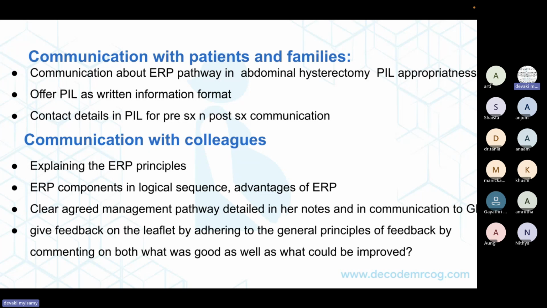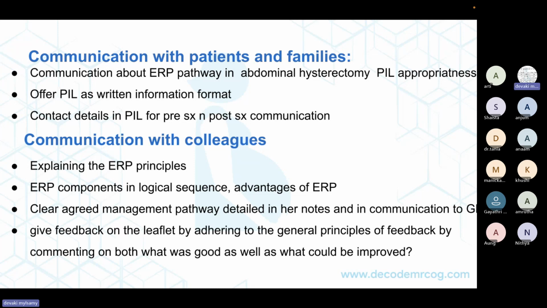Offer PIL as written information format, which we had offered. Contact details in PIL for pre-surgery and post-surgery communication. Okay, so in the ERP also we need to mention the contact details expected during the discharge. At the time of discharge or at the end, you can mention the details of the emergency contact, when and where you need to report with telephonic conversation.